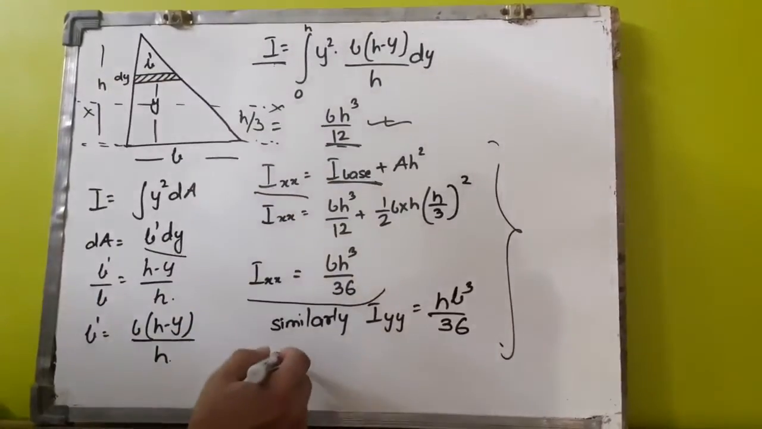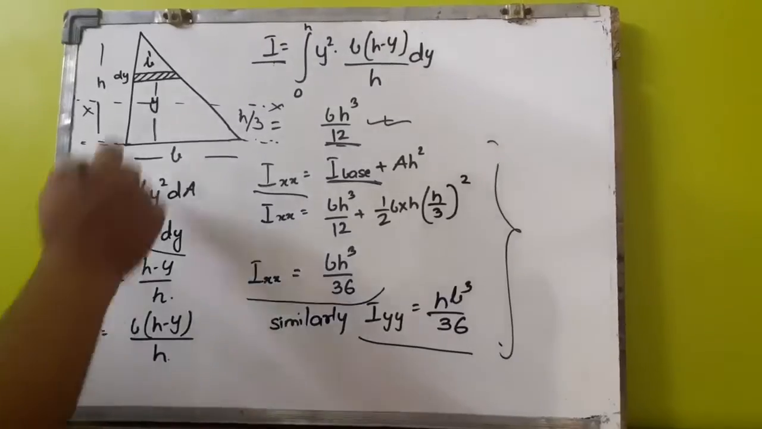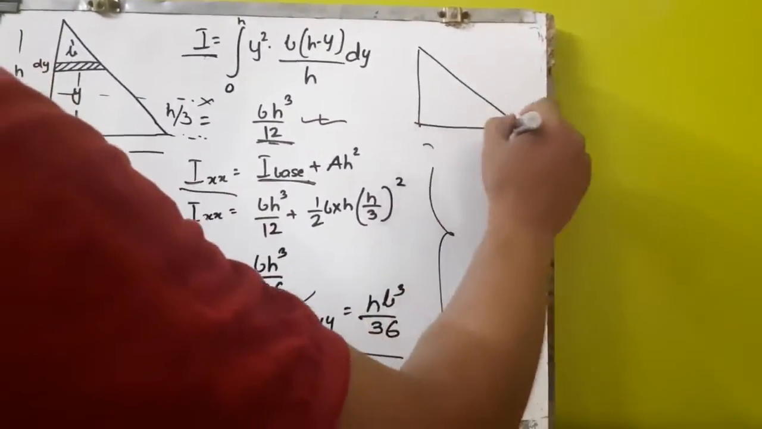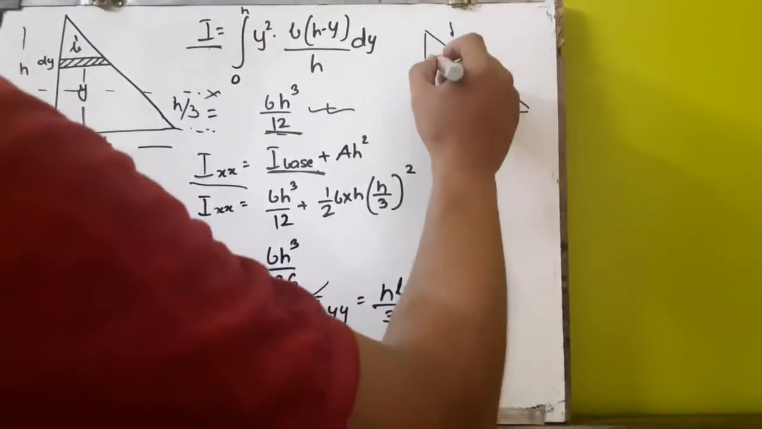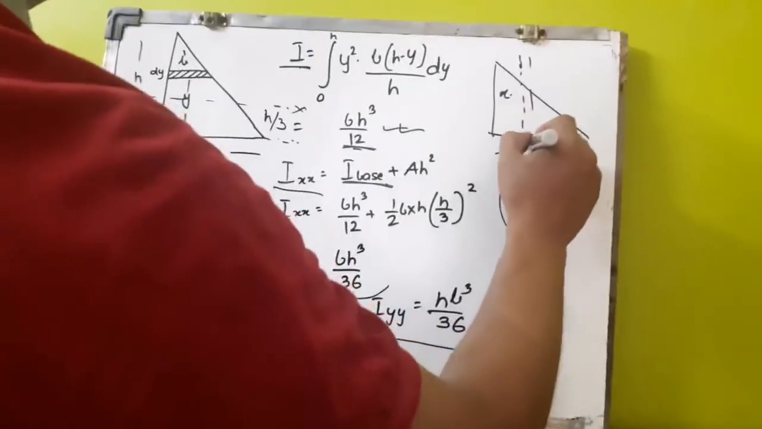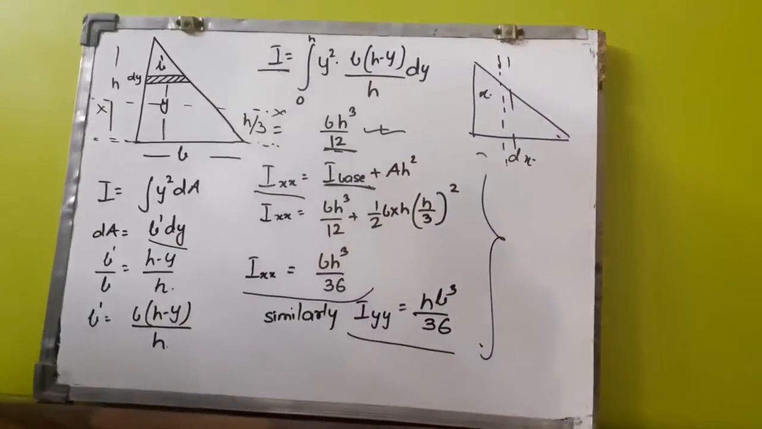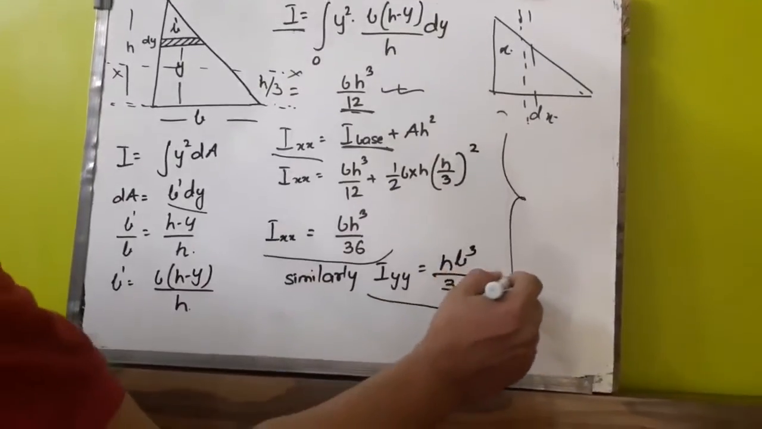Similarly, you can find out Iyy is equal to hb cube by 36. If the distances would have been taken like this, where this distance is x having an elemental thickness dx, and if you integrate under the same lines, you will be getting Iyy is equal to hb cube by 36.